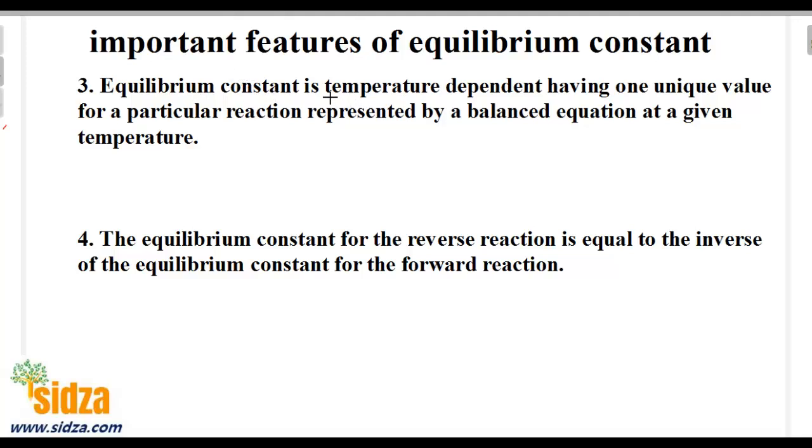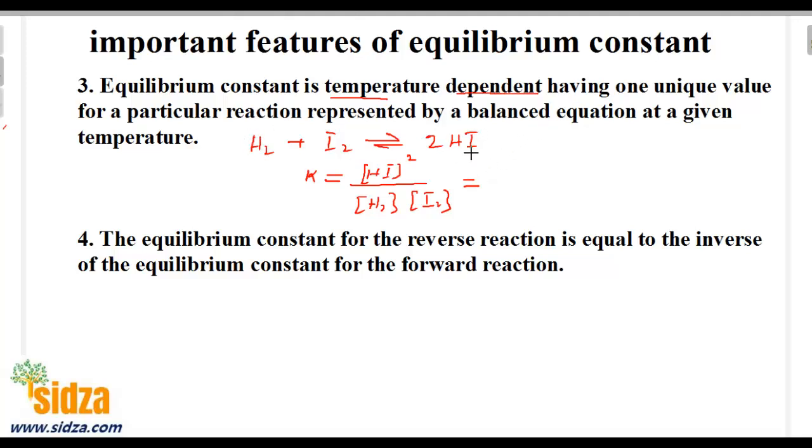Equilibrium constant is temperature dependent. That means, if you have a particular reaction, let me write it down here. Suppose we have hydrogen and iodine, under equilibrium with HI. For this reaction, the equilibrium constant we can write as concentration of HI power 2 by concentration of hydrogen and iodine. This equilibrium constant will remain constant. It will have a particular fixed value as long as you keep the temperature constant.